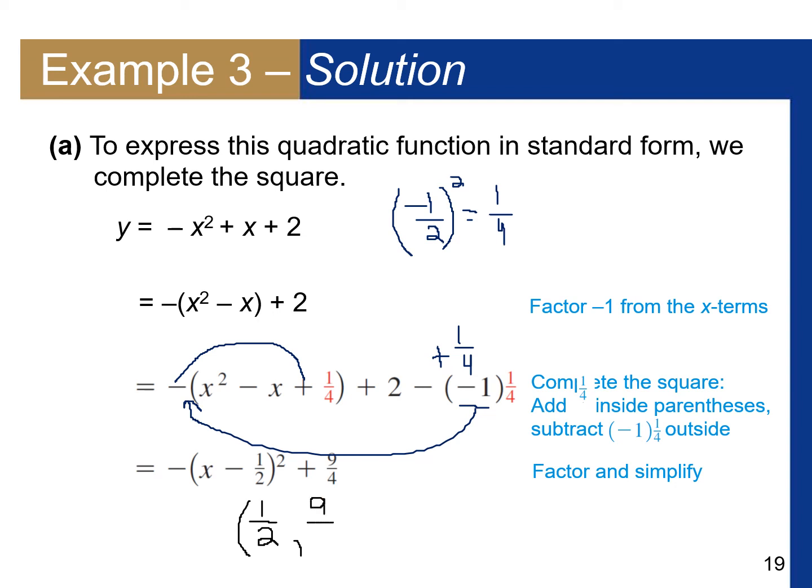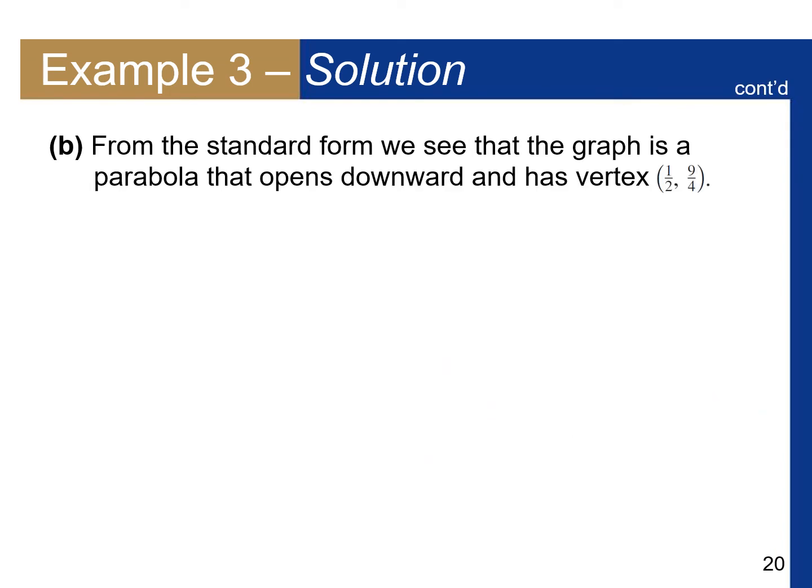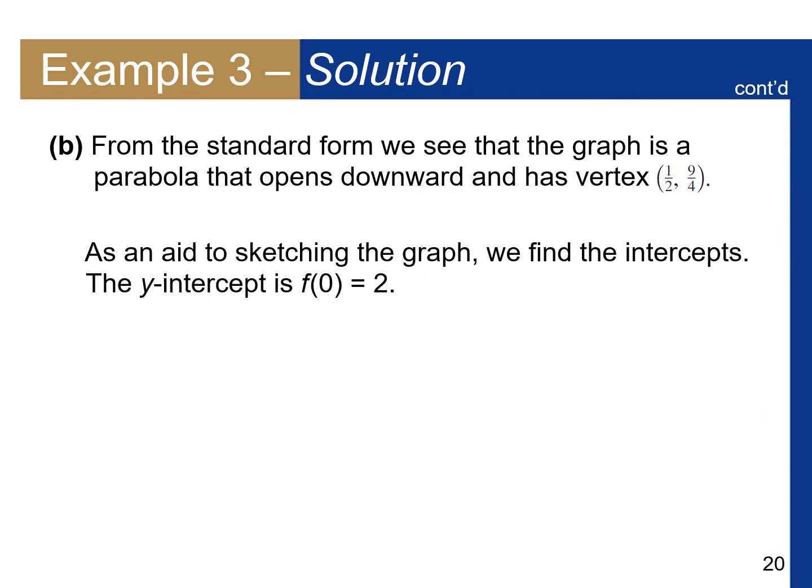Now you might say, well, can we put a mixed number there? It's just really not common practice to put a mixed number when we're at this level. Usually it's an improper fraction, but it would be correct to put 2 1/4. Okay, as we said, we have the parabola, 1/2, 9/4. As an aid to sketch the graph, we find the intercepts. So we're going to throw our 0 into the equation and find out that we have an intercept of 2.